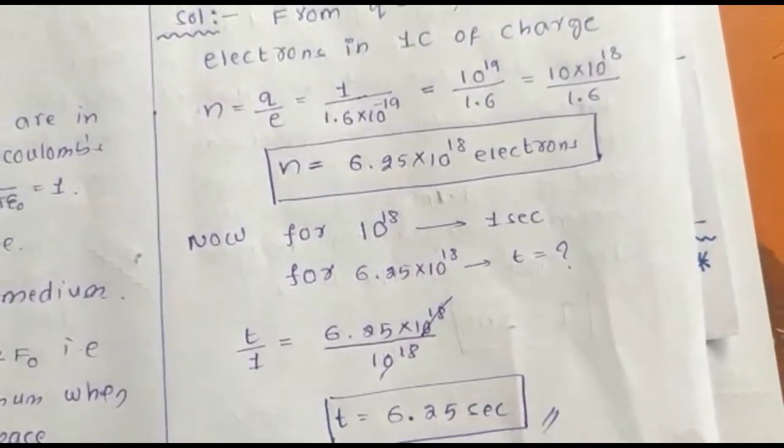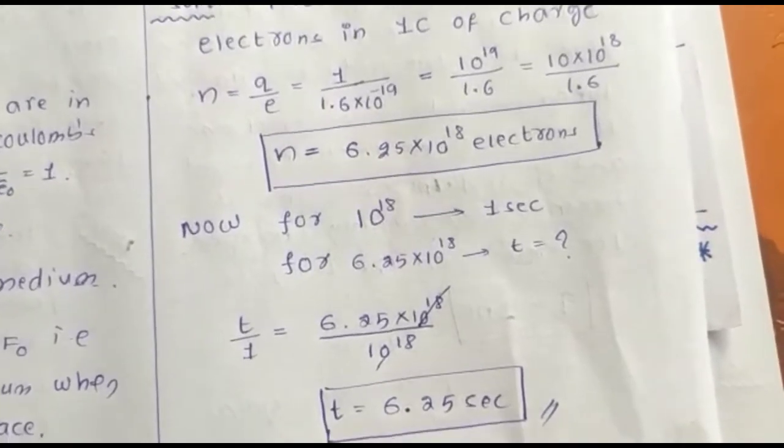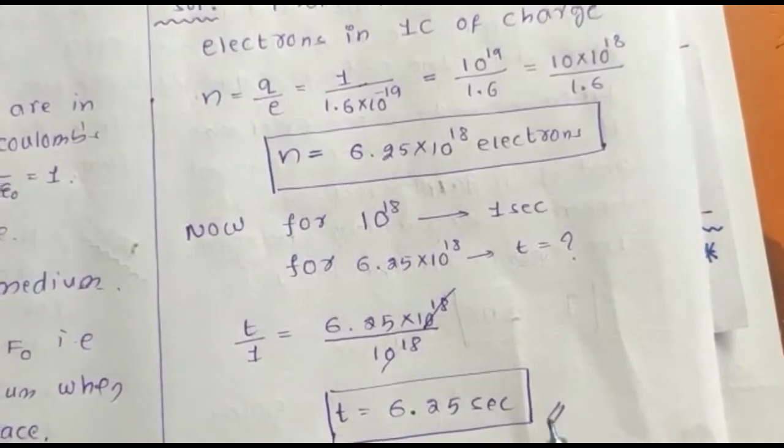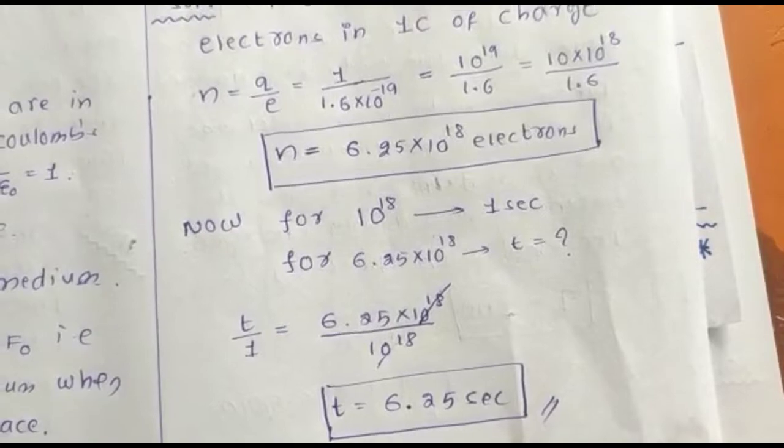Therefore now, in 1 second if 10 power 18 electrons are coming out, then in a time of 6.25 seconds, 6.25 into 10 power 18 electrons are coming out.